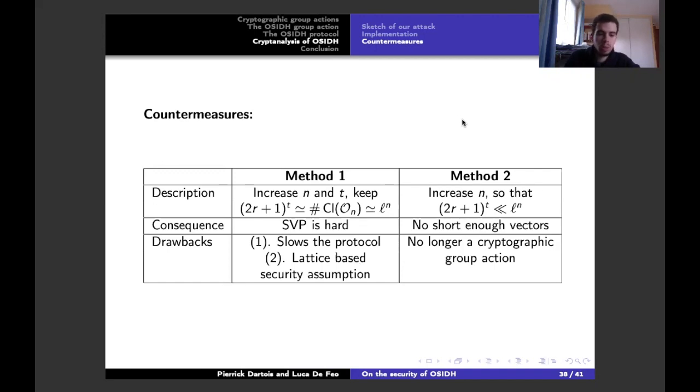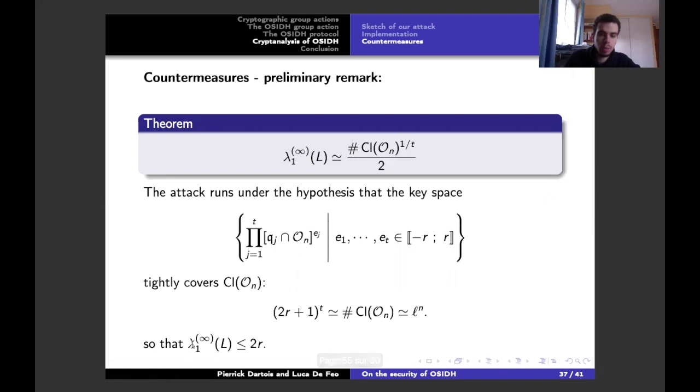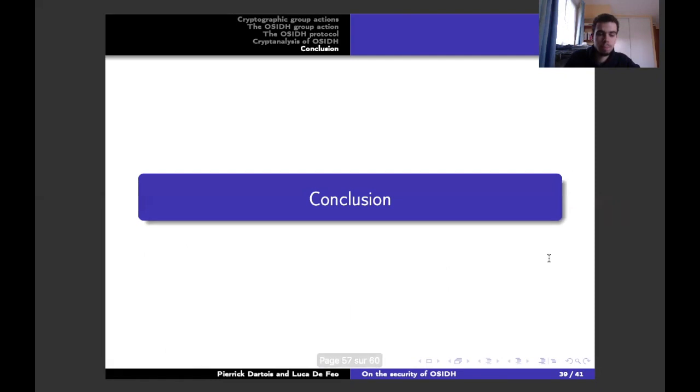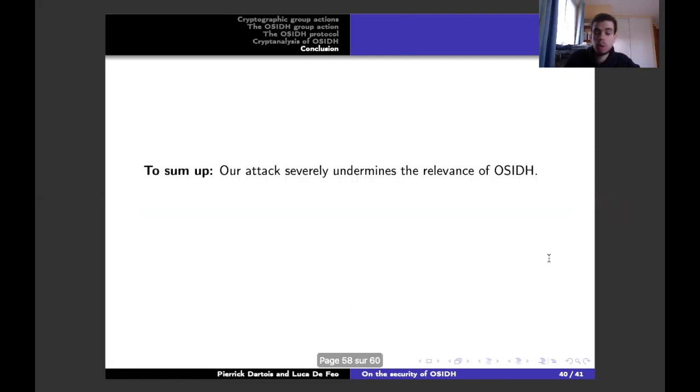The second countermeasure increases the size of the ideal class group to make sure that there are no short enough vectors in the relation lattice, because this bound is no longer satisfied. However, it makes OSIDH no longer a cryptographic group action, impeding other cryptographic constructions beyond key exchange that could be very interesting. So to conclude, our attack severely undermines the relevance of OSIDH.